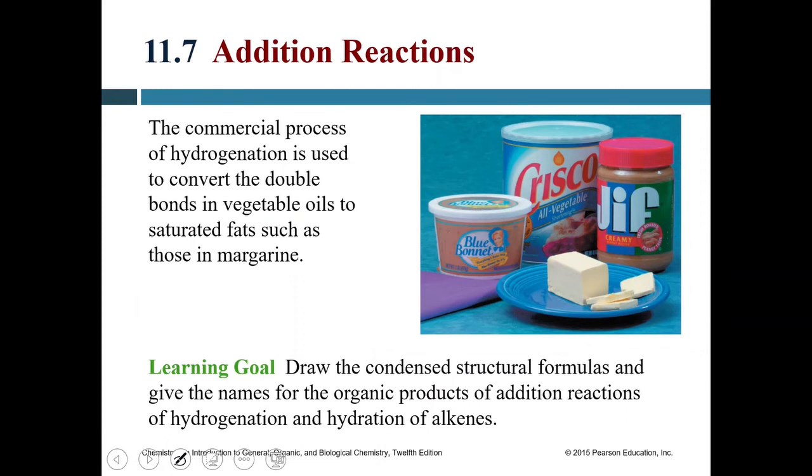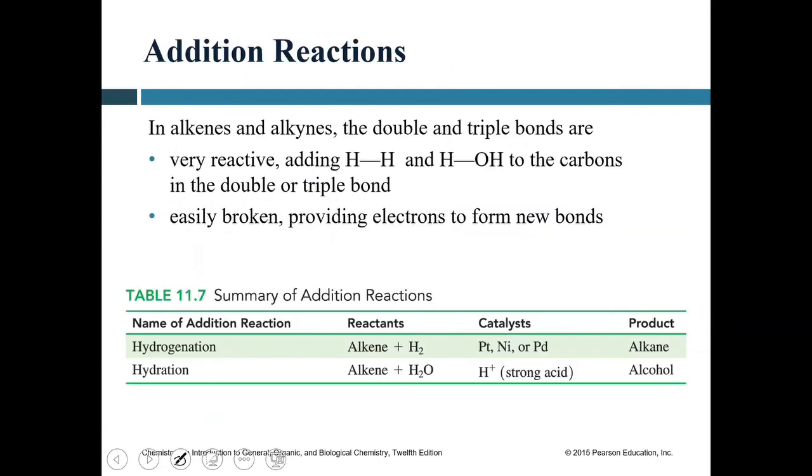Now we're going to discuss the properties of unsaturated hydrocarbons. The saturation of hydrocarbons plays an important role, for instance, in food production, because hydrogenation of unsaturated oils is used to convert the double bonds in oils to make them into saturated fats, but we call them trans fats, like the fats that are found in margarine.